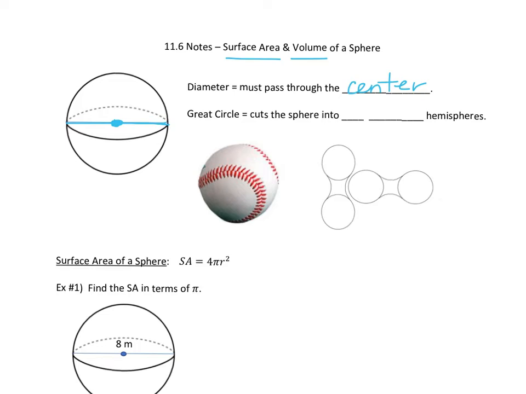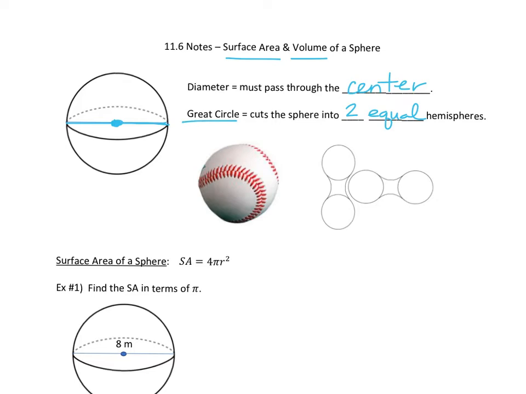And what happens is when we cut through the diameter like that, we get what's called a great circle. And that cuts the sphere into two equal hemispheres. Okay, so two equal half circle setups, but in three-dimension form. That's a hemisphere. Okay, so think about a baseball, right? A baseball is a sphere.